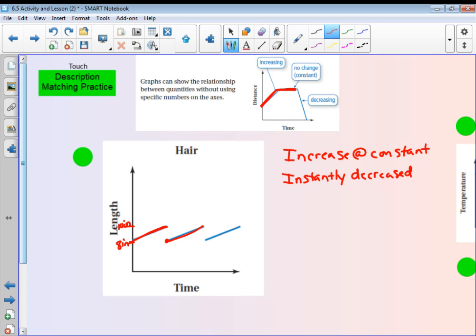Okay, so in other words, you got your hair cut. Then it increased at a constant rate. And once again, it dropped or it instantly decreased. Okay, so you got your haircut again, and then it increased at a constant rate.